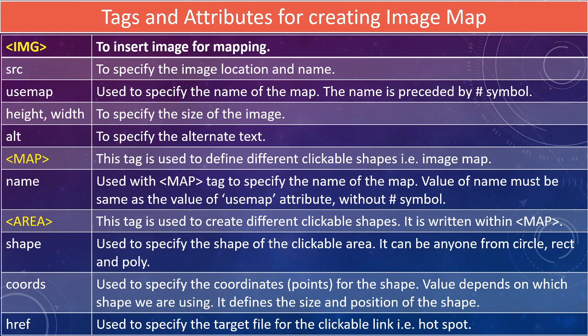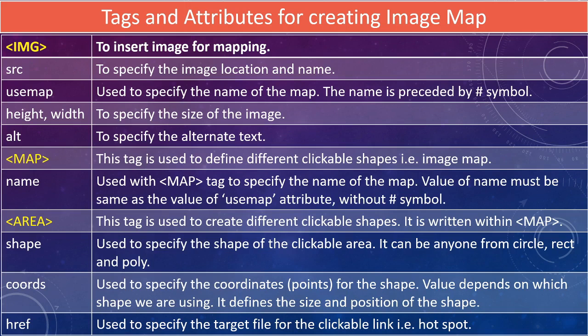The name attribute is used to specify the name of the map which we are using, and the value of name must be the same as the value of the usemap attribute, but here it is without the hash symbol. So the same name which you have written in usemap should be written here, but the only difference is it is not preceded by a hash symbol.